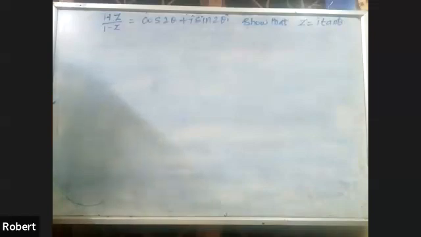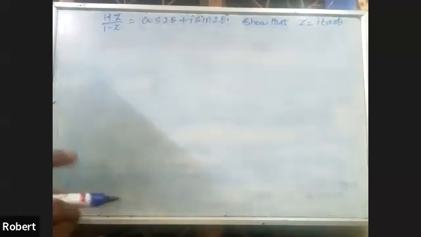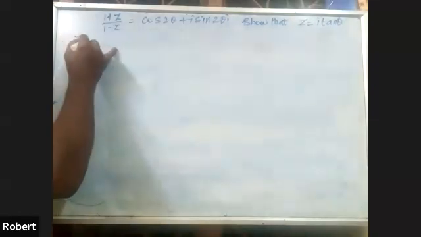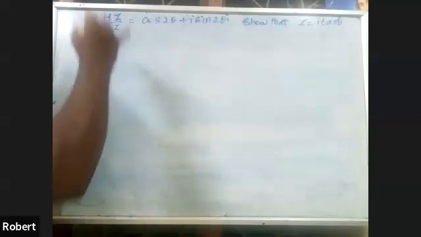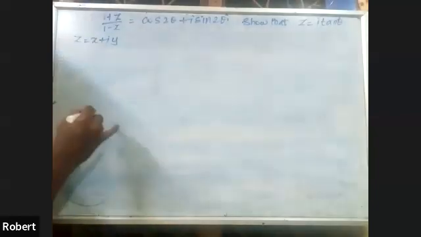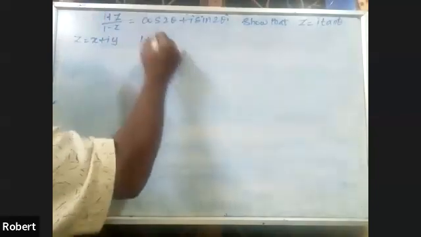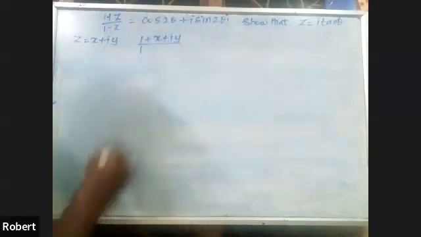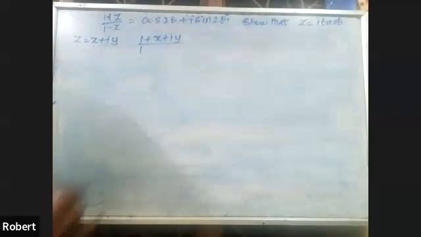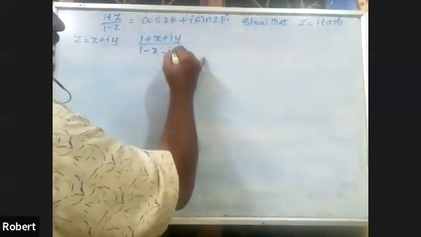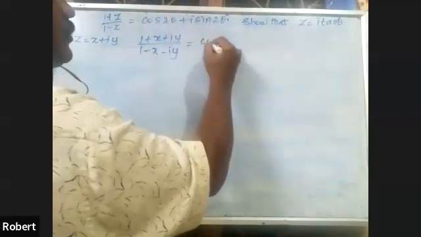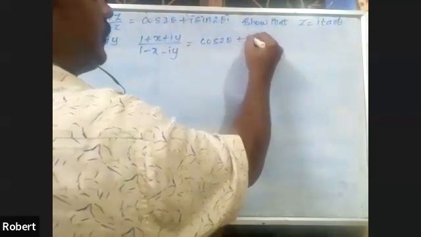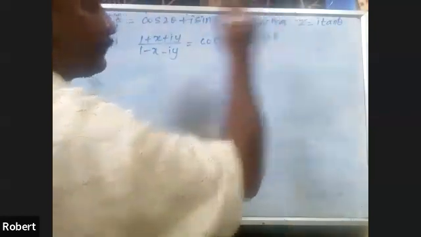Please listen. Whenever sums like 1 plus z, 1 minus z come, always remember to let z equal x plus iy. How can I write this? 1 plus z, instead of z I can put x plus iy. Similarly, 1 minus z, I can write as 1 minus x minus iy, which is nothing but cos 2 theta plus i sin 2 theta.